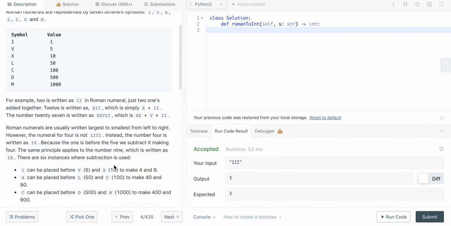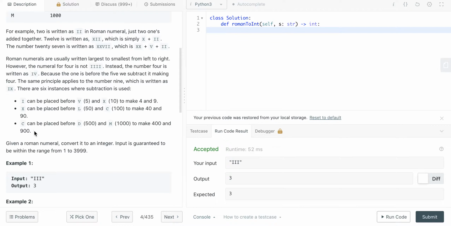But sometimes the Roman symbol comes with the smaller first. So like IV, I is smaller than V. In this way, we don't do the add calculation. We do the minus calculation, like use 5 minus 1. So IV represents 4. And here we got several examples.